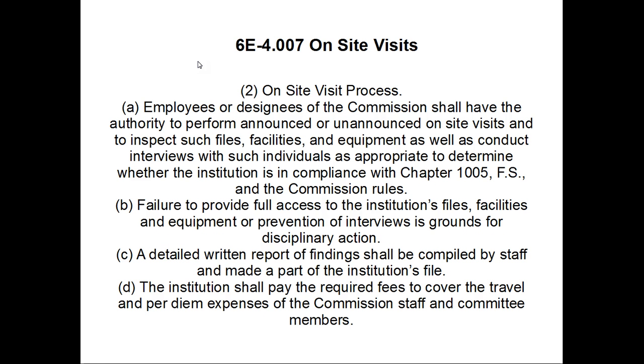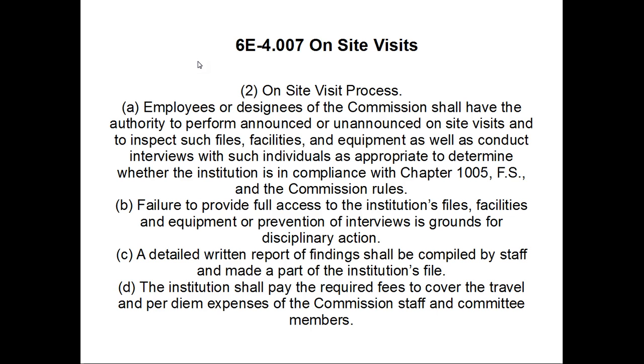2. On-site visit process. A. Employees designated by the Commission shall have the authority to perform announced or unannounced on-site visits to inspect files, facilities, and equipment, as well as conduct interviews of appropriate individuals to determine whether the institution is in compliance with Chapter 1005, Florida State Statutes, and the Commission rules. B. The failure to allow full access to institution files, facilities, and equipment, or prevention of interviews, is grounds for disciplinary action. A detailed written report of findings shall be provided to the institution and made part of the institutional file.